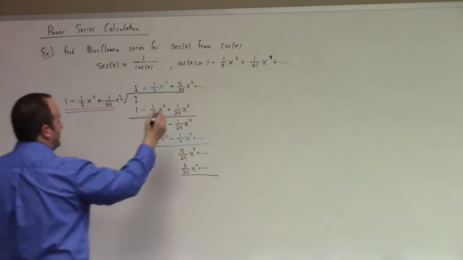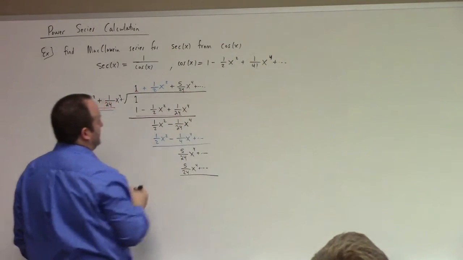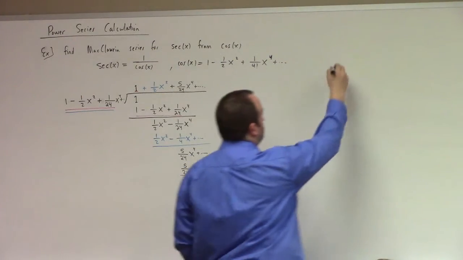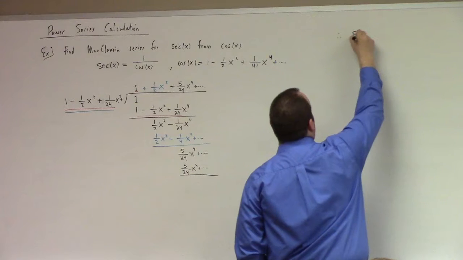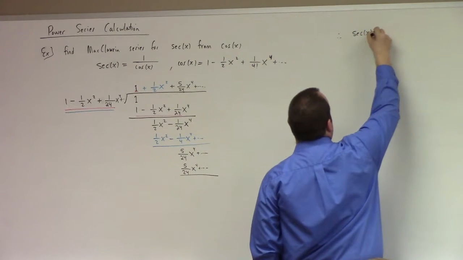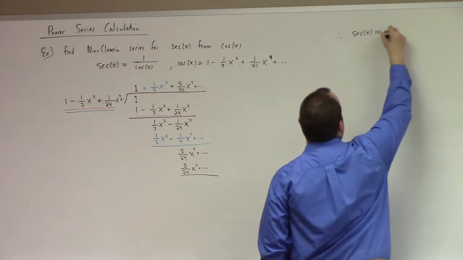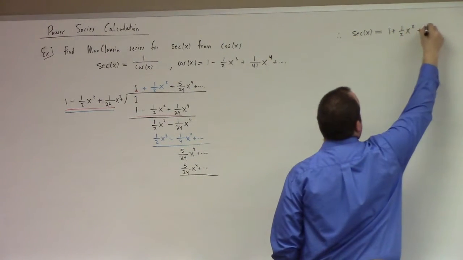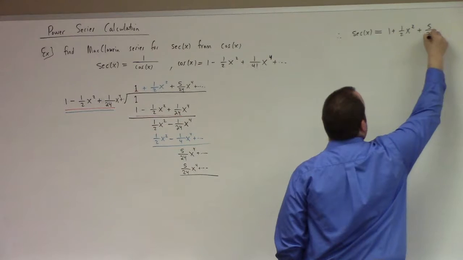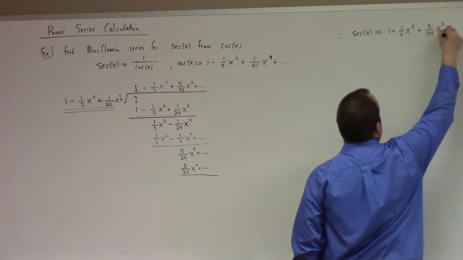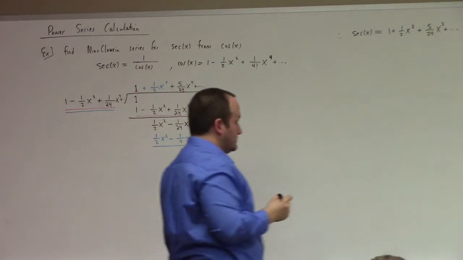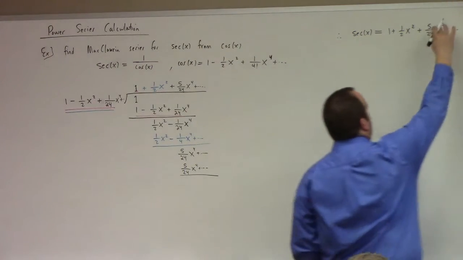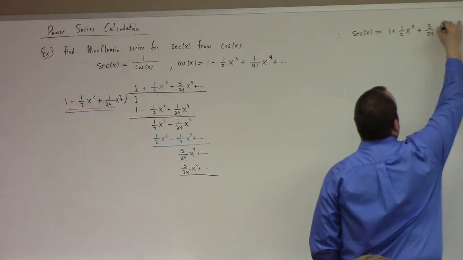First three non-trivial terms in the secant, the power series expansion for secant about 0. So therefore, secant of x is equal to 1 plus 1/2 x squared plus 5/24 x to the fourth, right? Oh, goodness gracious, thank you. My bad.